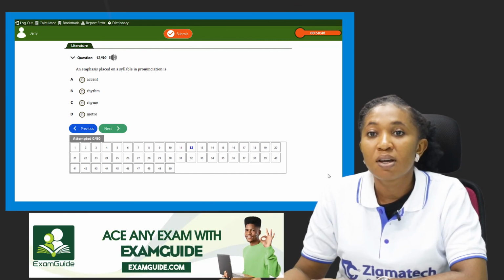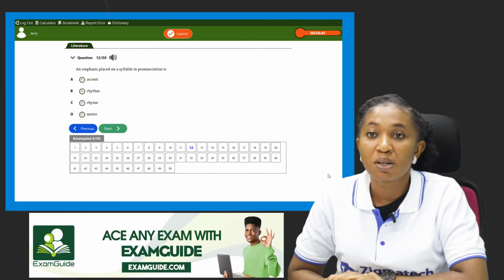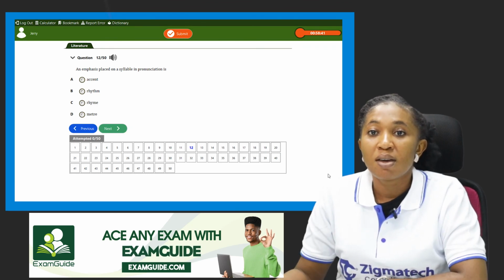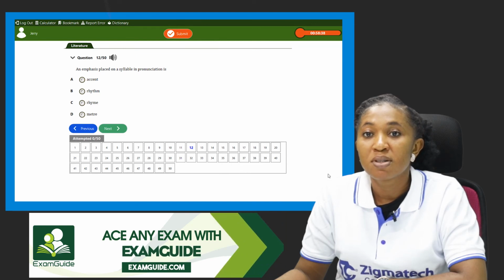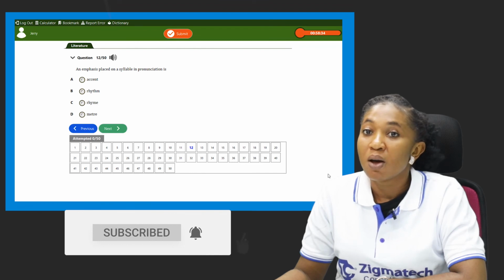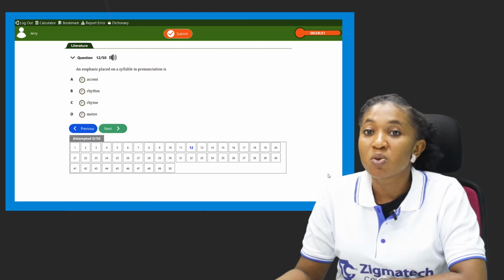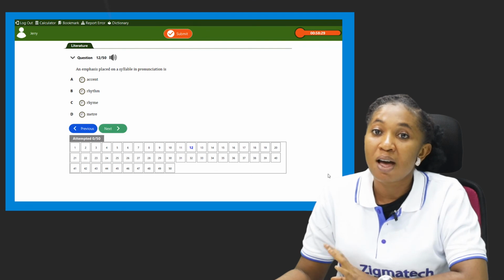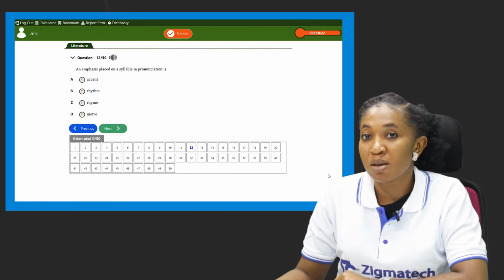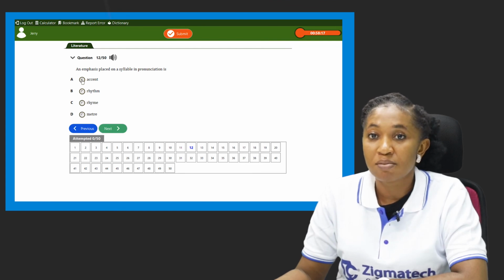Question 12 says, an emphasis placed on a syllable in pronunciation is A, accent, B, rhythm, C, rhyme, D, meter. Now, I didn't mention accented and unaccented syllable, but when we talk about an accented syllable, it also means a stressed syllable. So the answer to this question is what? A.